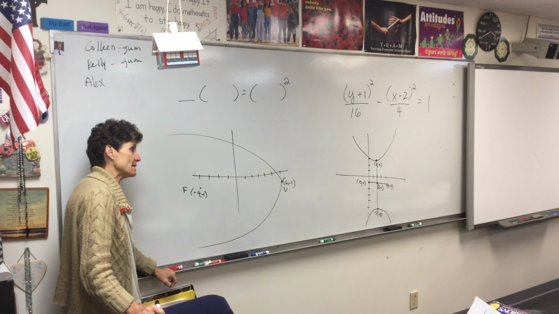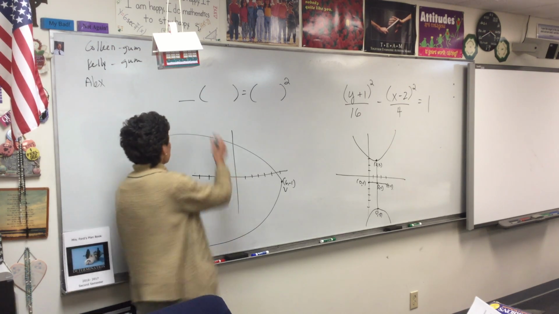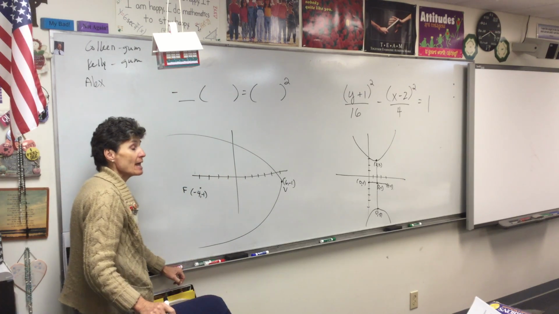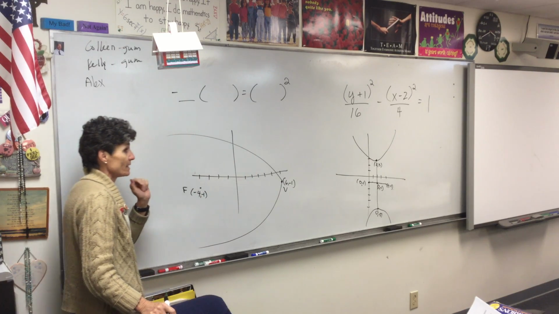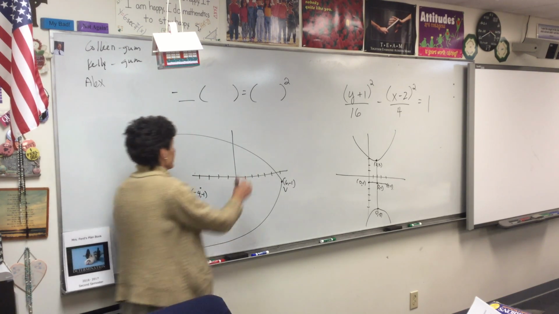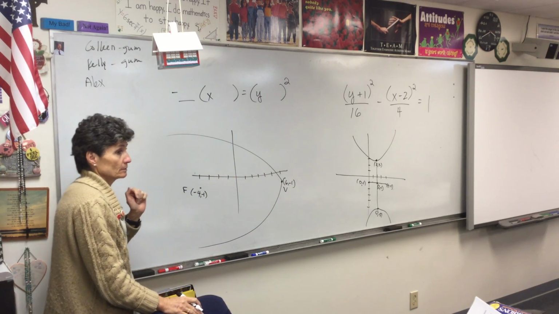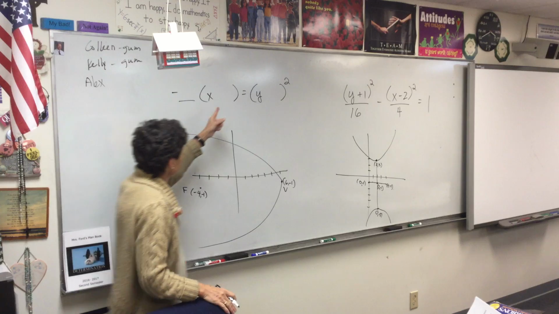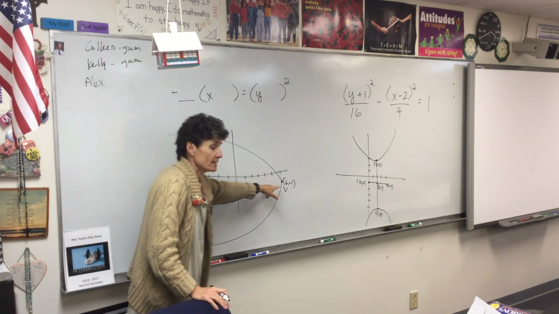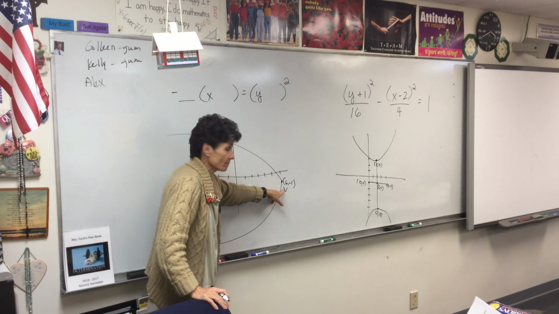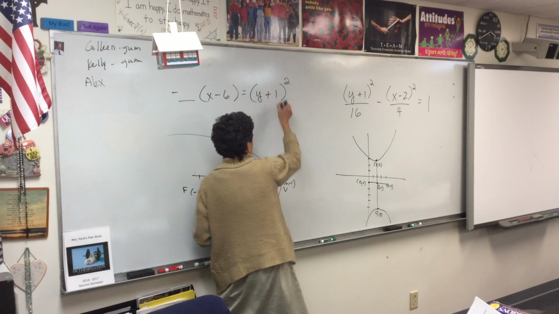Now, what does it mean when it opens left? Well, this number is going to be negative. And which letter is squared? If you're opening sideways, it's going to be a y squared. So this is an x and this is a y. Now, can I fill in my parentheses now? Yep, because what goes in there is the vertex. So that's going to be x minus 6, y plus 1.